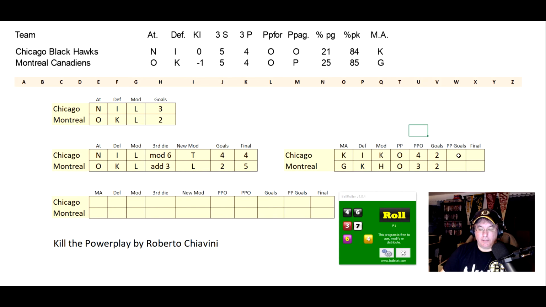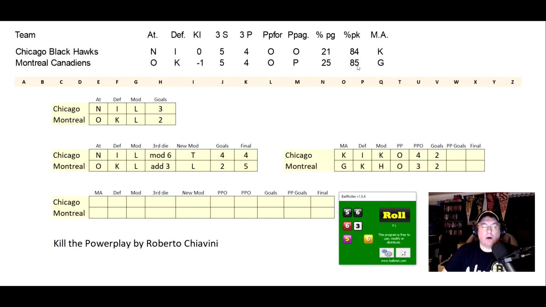And how that is done is by the percentage. So, okay, I don't even need this. I'm just going to go on the percentage. So this is my numbers here, my 10s and my 1s. So Chicago's got 4 chances. So first off, 21 or less, and they score on the power play. No, a 63 is not a power play goal.